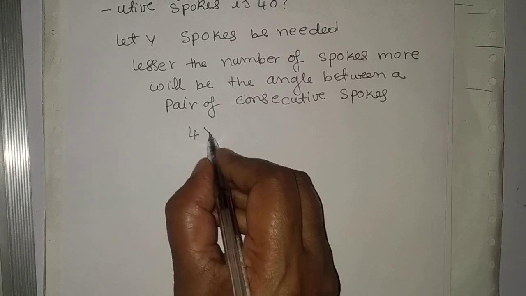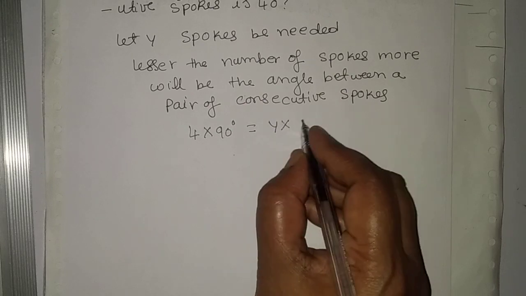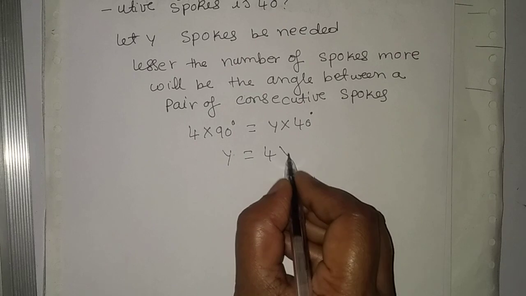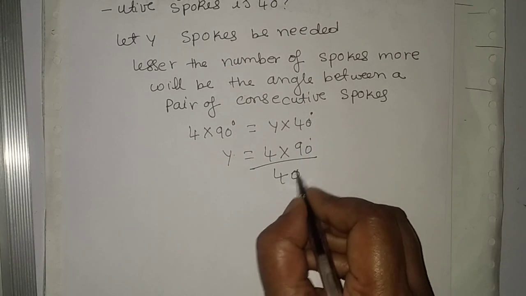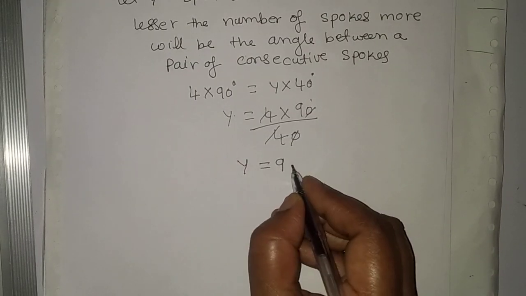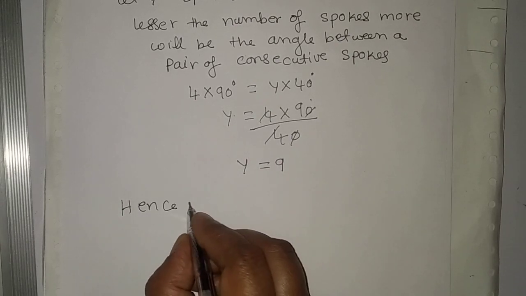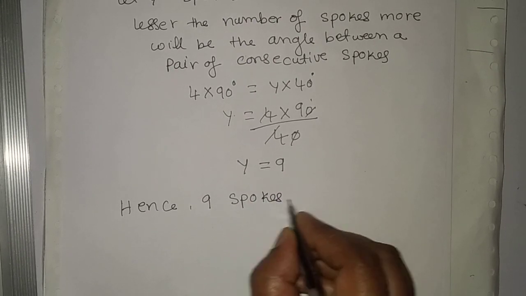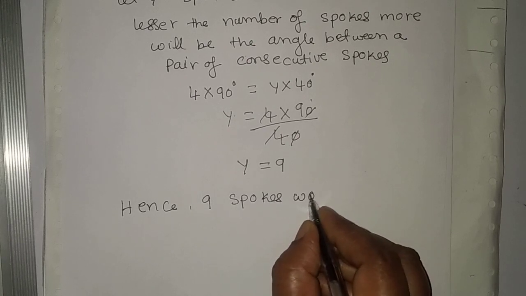First, the initial value, 4 into 90 degrees is equal to y into how much? We have to take 40 degrees. Therefore y is equal to 4 into 90 by 40 degrees. So cancel, then we get y as 9. So finally we can write, hence 9 spokes would be needed.